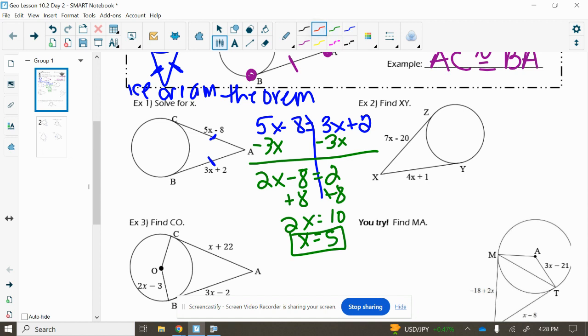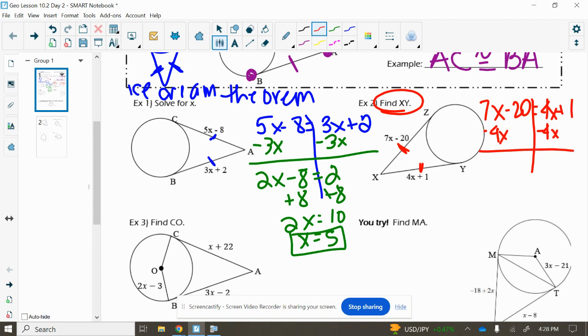Now, sometimes we are not only going to have to solve, we also want to make sure and check, do we need to plug back in? So on this example, again, our two tangents come from point X, so they are equal to each other. And we can subtract 4x from both sides. So we end up with 3x minus 20 equals 1. Add the 20 to both sides. We get 3x equals 21, which means x is going to equal 7 after we divide by 3.